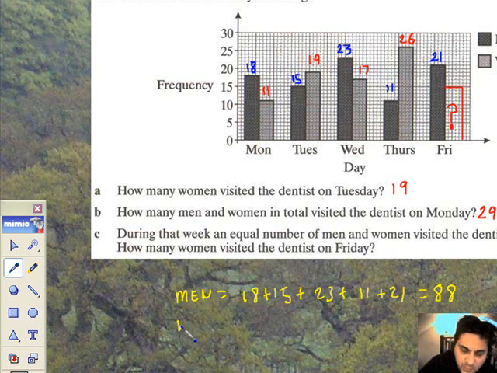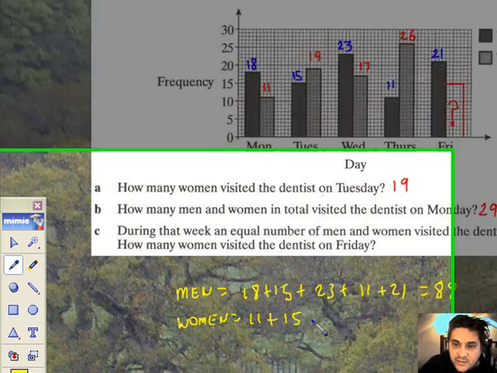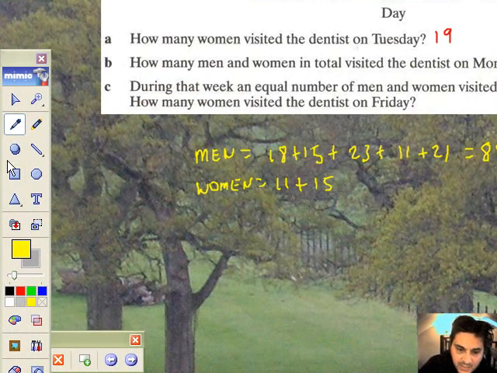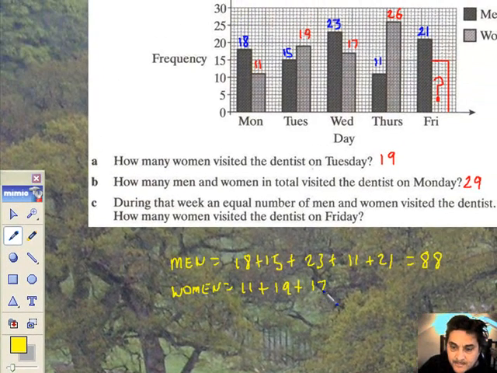Aren't they brave? Now let's just do the women so far. Alright, so we've got Monday's 11. We've got, just write it down, 11 plus 19 plus 17 plus 26. Let's just do that. 11, 19, 17, 26. So we have 73 women who went to the dentist from Monday to Thursday.